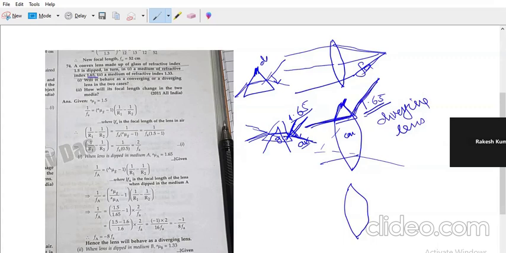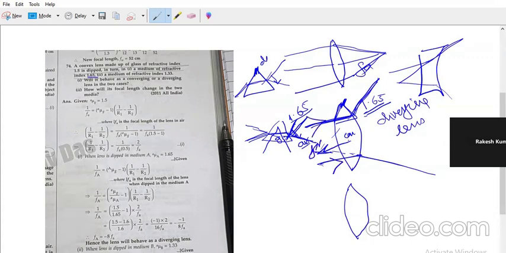So it will go like this, and similarly this side will go like this, and it is now behaving like a concave lens. In this case, the focus is in the opposite direction: if the light is traveling in this direction, the focus is on the other side, so we get a negative focal length. That's what he's showing.